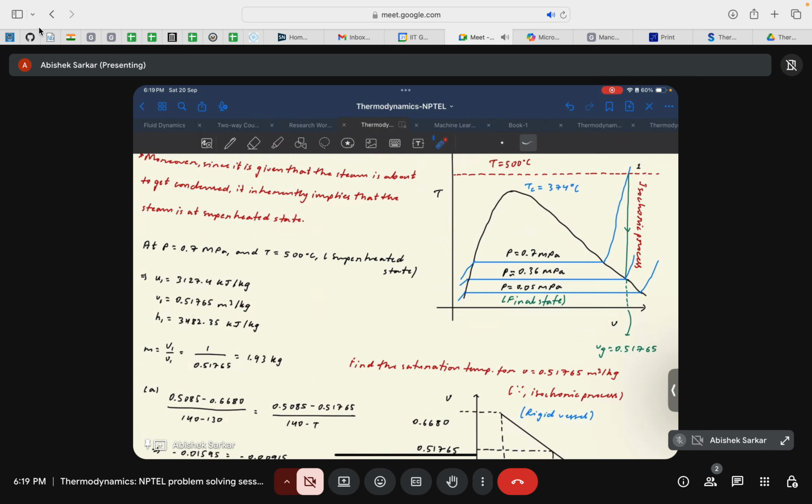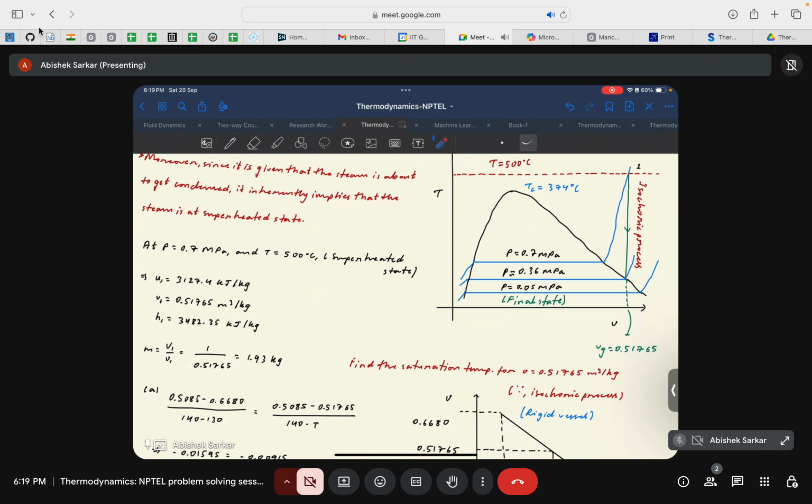So it is the parameter that we will keep constant and find the corresponding values at the saturation state, to find the corresponding temperature at point 2. Now to find the mass of the steam, given that we know the specific volume and the total volume of the container, we can easily find the mass. The mass of the steam inside the container is the total volume divided by the specific volume. So 1 divided by 0.5175 turns out to be 1.93 kg.